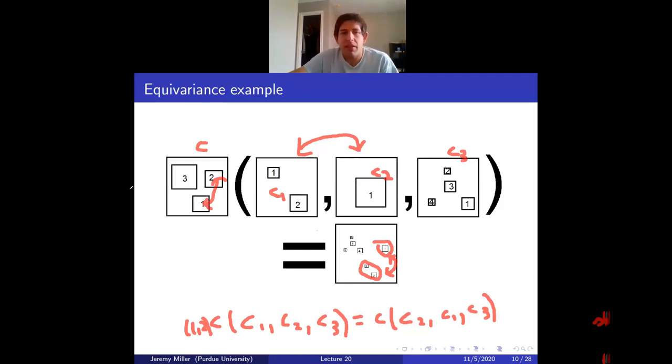So this says that basically if you let a permutation act on this outer element of the operad, it's the same as having the permutation permute the order of the inputs. So yeah. Any questions? Or just a request for me to repeat something?